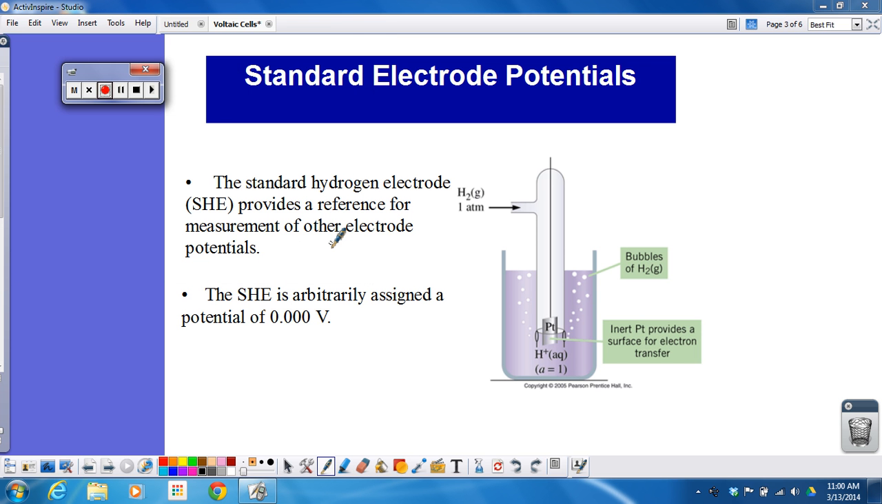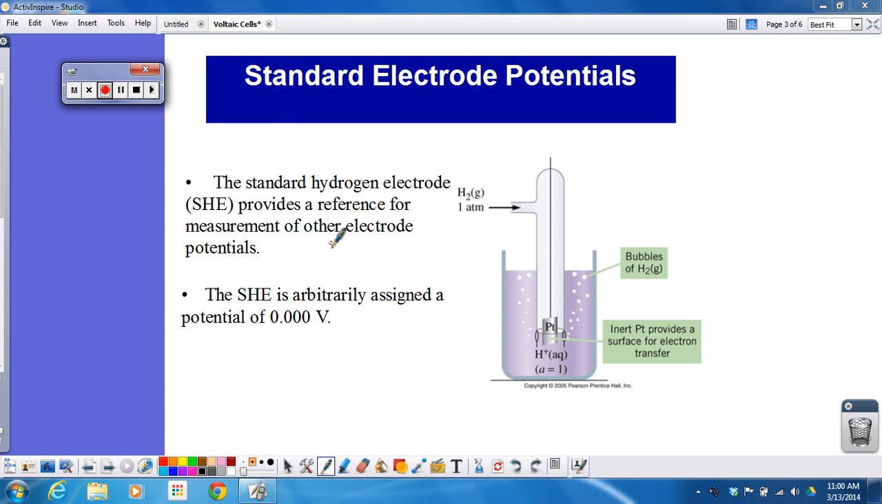So, as was mentioned in the last video, a battery is a voltaic cell, and we know that batteries have voltages assigned to them. So how do we figure out what the voltage is going to be for a battery or for any electrochemical cell? Well, we have to figure out some potentials for the half reactions that are taking place.